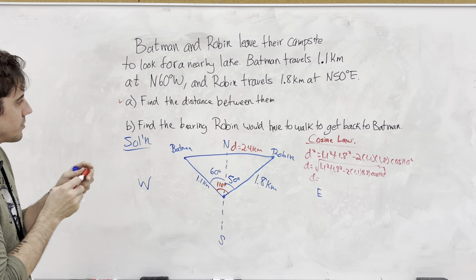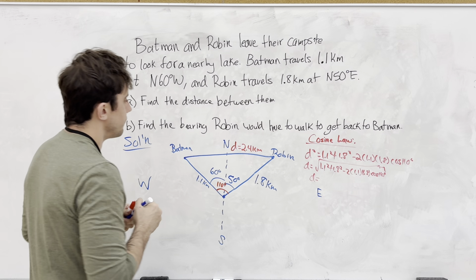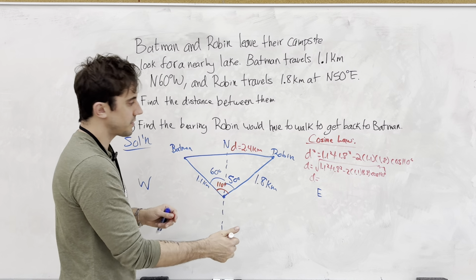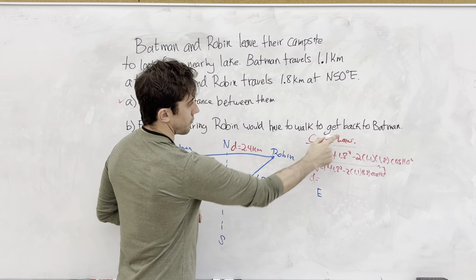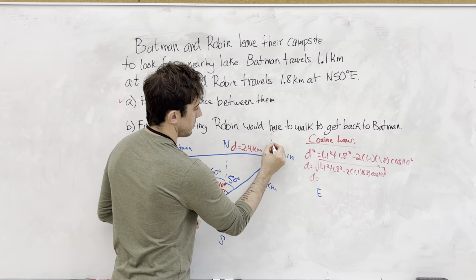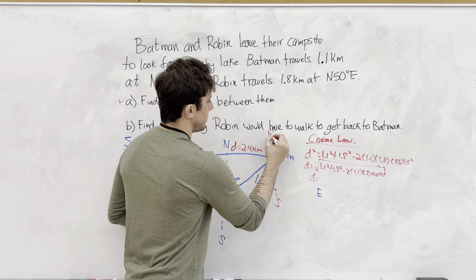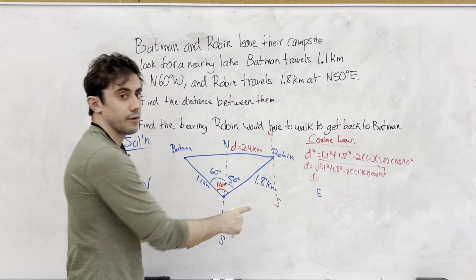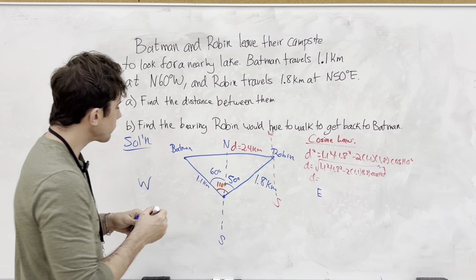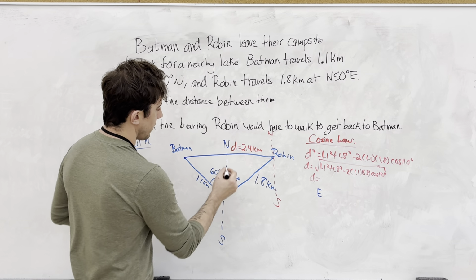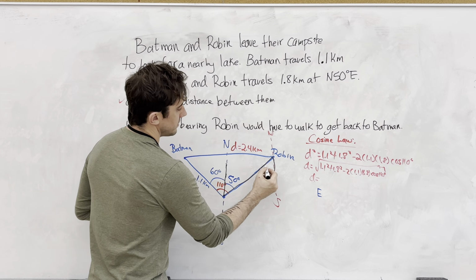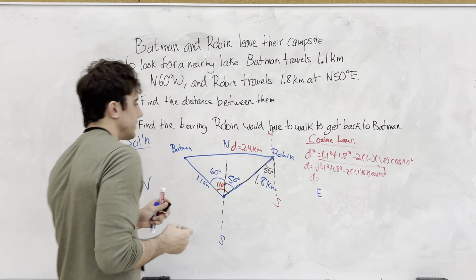So to find the bearing that Robin would have to take to walk to get back to Batman, one thing that I always recommend my students do is make a new axis of north and south again. So we're going from Robin to Batman. Let's draw our dashed north-south line, because we know that these two lines are now parallel, and so we can apply some of the geometry that we've studied earlier. We can see a Z theorem popping out at us, like so. So the interior angle here of 50 is also found here.